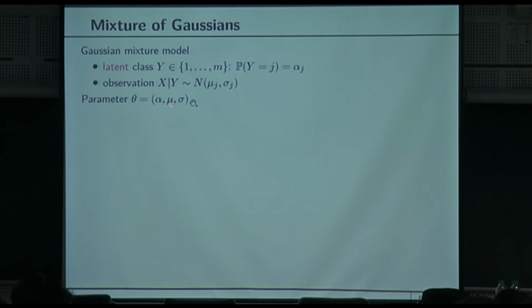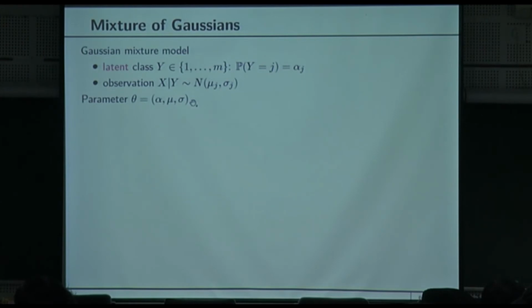The parameters that describe this model are alpha, the probabilities of the different classes, the mu's, the mean of x for each of the classes, and sigma j, which is the standard deviation for each of the classes. Right now we are assuming that x here is one dimensional. If it's not one dimensional, then mu will become a vector, and sigma will become the variance-covariance matrix. For now, just to keep everything simple, let's assume that these are just one dimensional distributions.